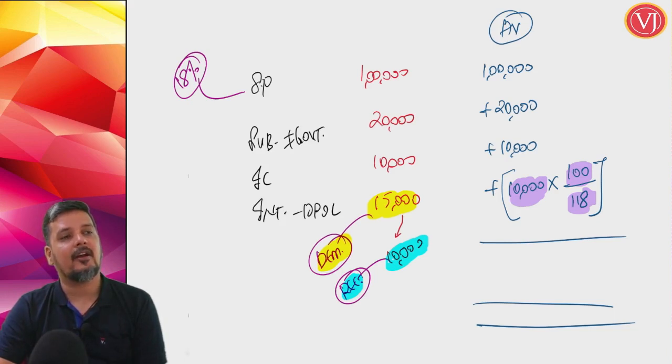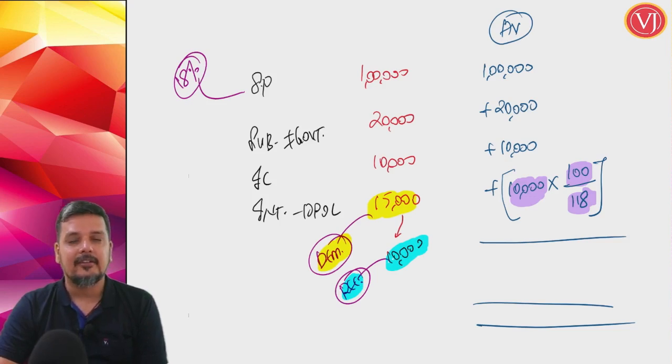This is against the concept of indirect taxes, that you're shifting the burden. Here it is assumed that on interest, the GST burden cannot be shifted. On all other things, you can shift the burden, but on interest, you cannot shift the GST burden. So that is some understanding. Clear?